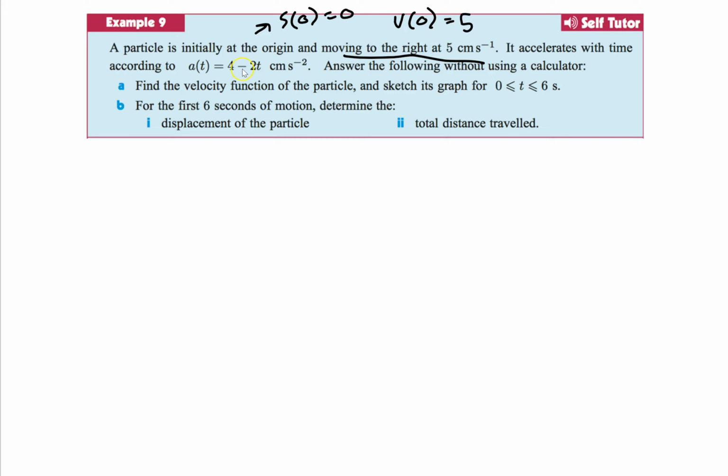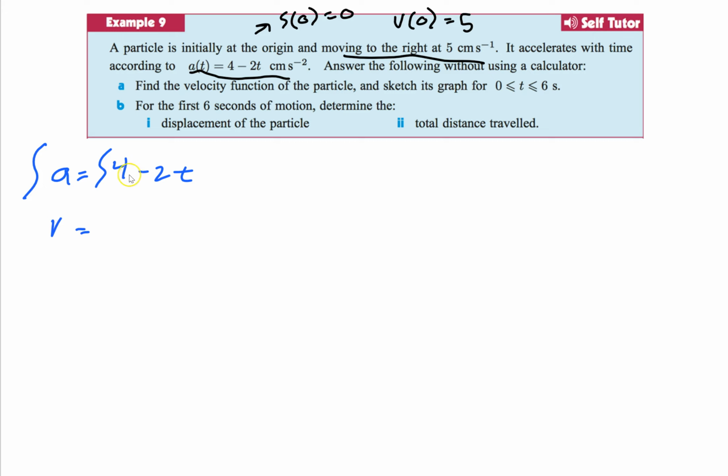It accelerates with time according to this, giving me the acceleration formula. Answer the following without using a calculator. A: find the velocity function of the particle and sketch the graph from 0 to 6. Well, we have the acceleration function already. If I have the acceleration function and I want to go to velocity, all I've got to do is integrate. My acceleration is 4 minus 2t, and if I want to find the velocity, I'm going to integrate this.